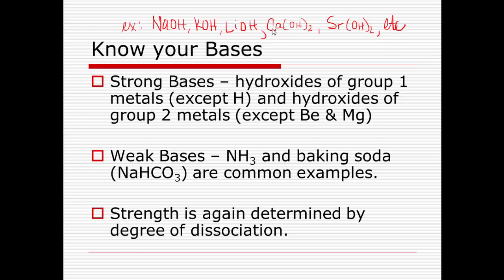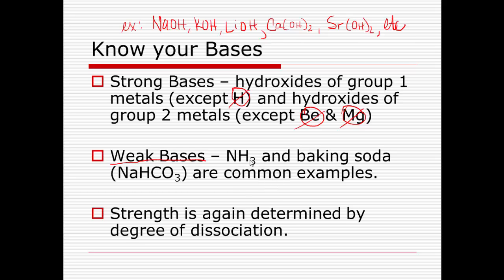The only ones out of group 1 and 2 that we don't include are hydrogen and the top 2 from group 2. So the first one in group 1 and the first 2 in group 2, we don't include those, but any other group 1 or 2 element with a hydroxide is a strong base. Pretty much any other base is a weak base.